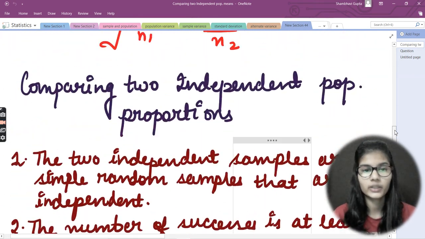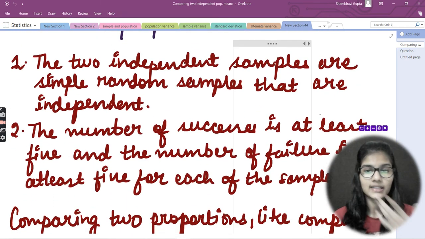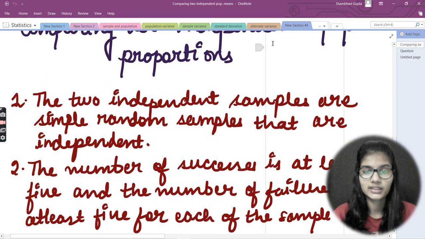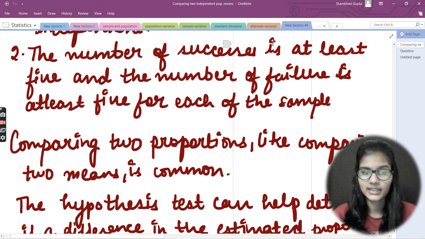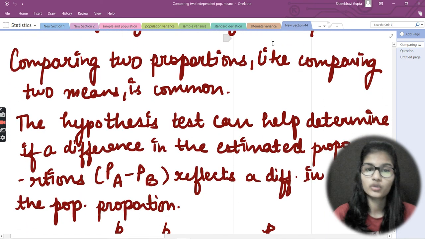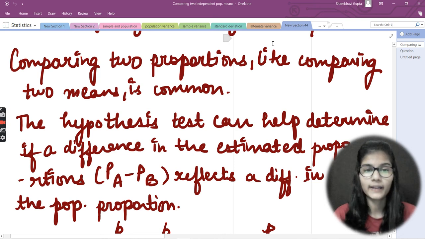Right here I'll give you a quick revision of what we had discussed in the previous video regarding this topic. The two independent samples are simple random samples that are independent. The number of successes is at least 5 and the number of failures is also at least 5 for each of the samples. Other than that, comparing two proportions, like comparing two means, is common.